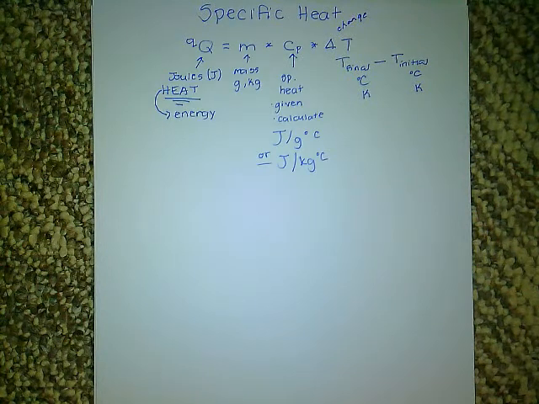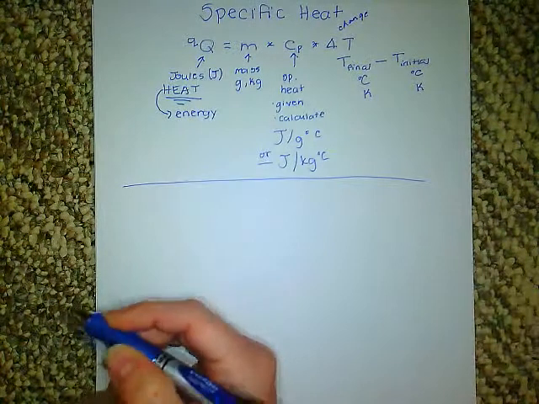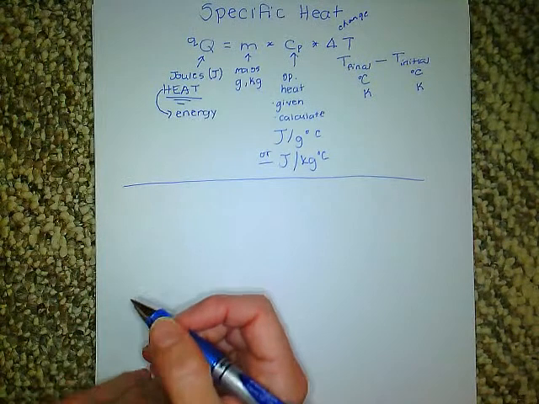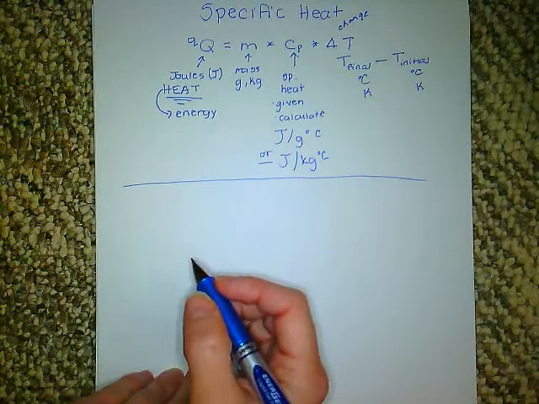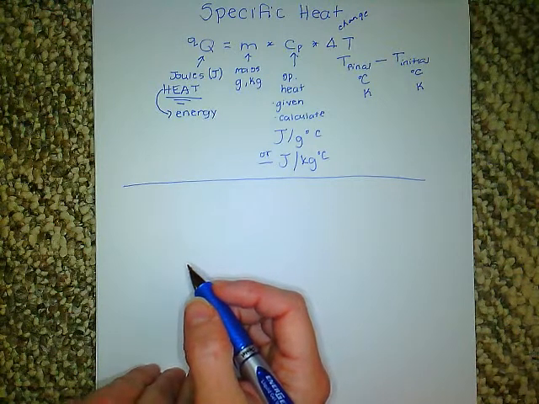Now let's jump right in and take a look at slide 36, and let's do a practice problem here. Slide 36 says, determine the specific heat of a substance if 25 grams of a sample absorbs 34 joules as it was heated from 21 Kelvin to 33 Kelvin.